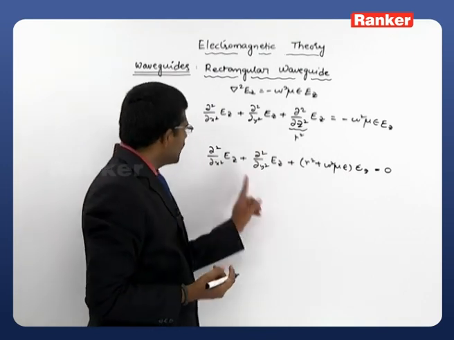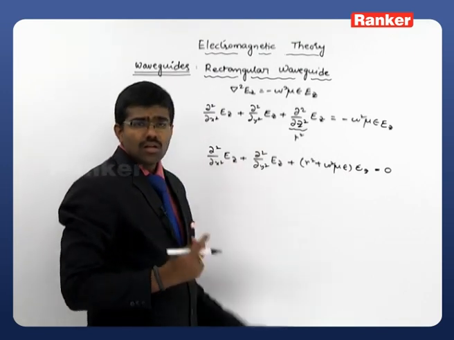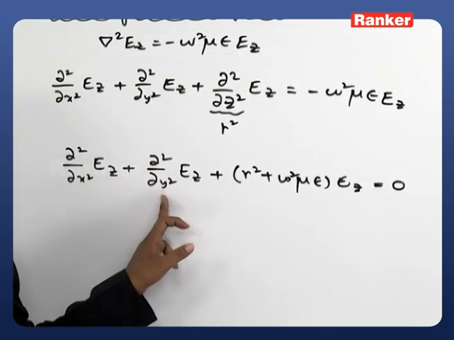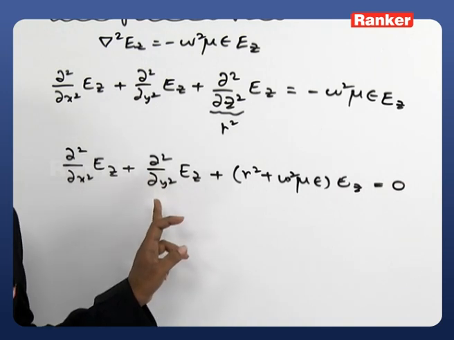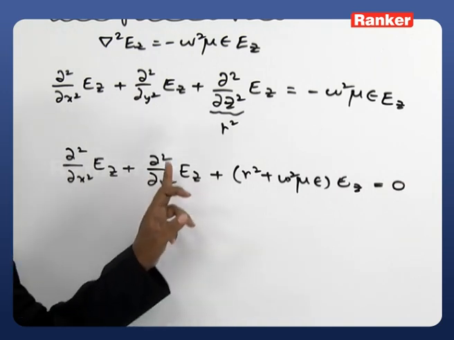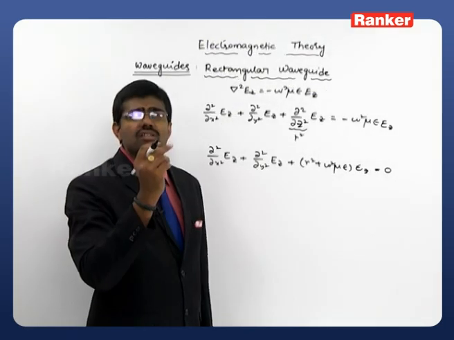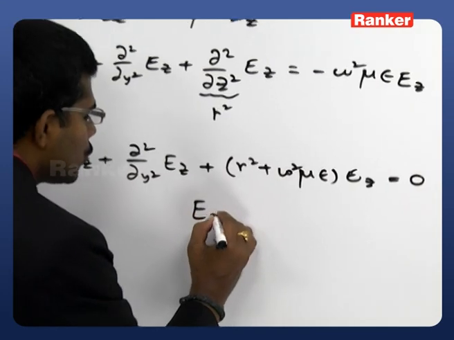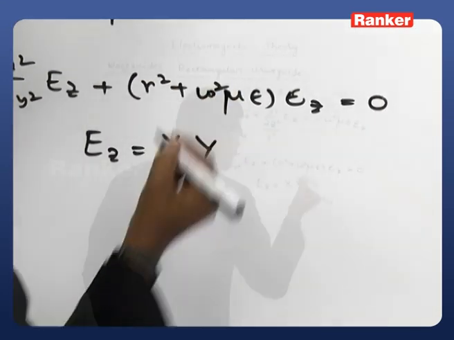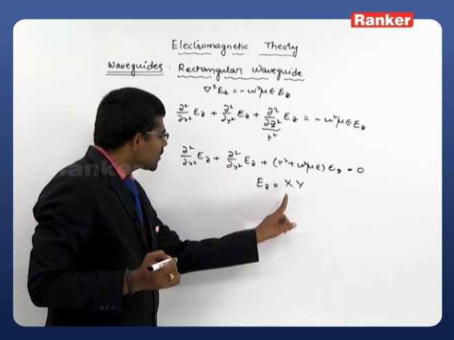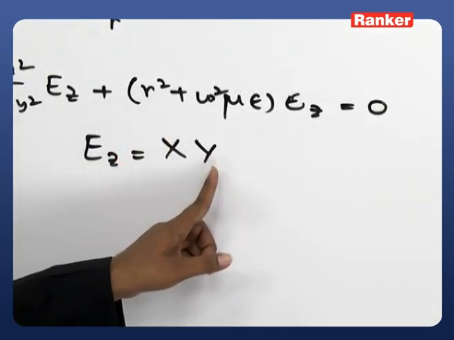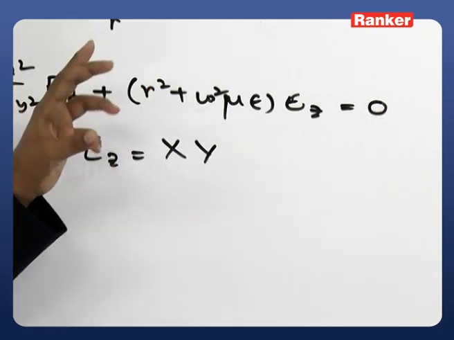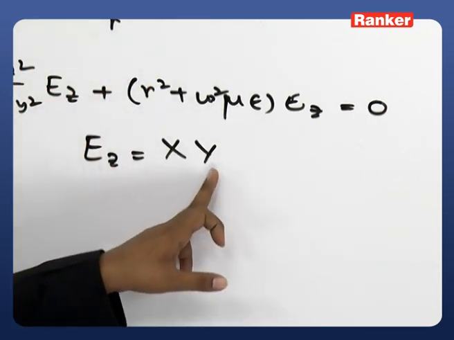Now clearly this is a second order differential equation with two variables. What are the variables we have? One variable is x, another variable is y. To get the solution for this one, we are supposed to assume that Ez is a function of both x and y. For that, I am assuming that Ez equals X times Y, where X is a pure function of x and Y is a pure function of y. After substituting and simplifying, we will get individual solutions for X and Y.